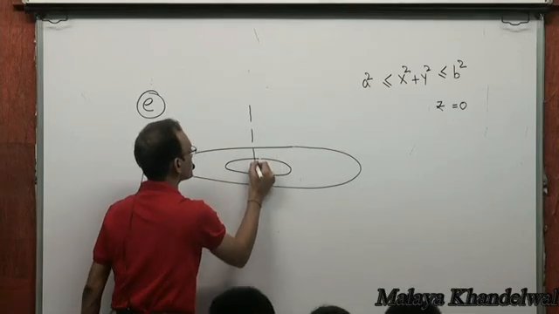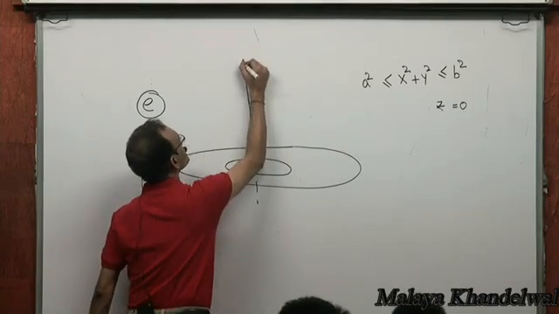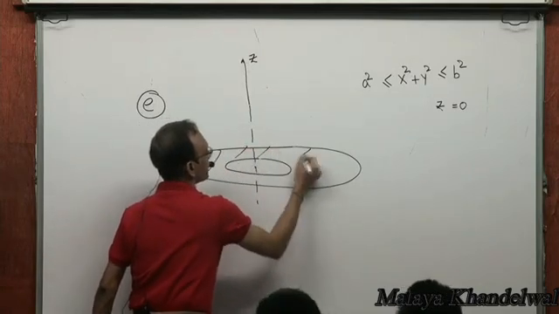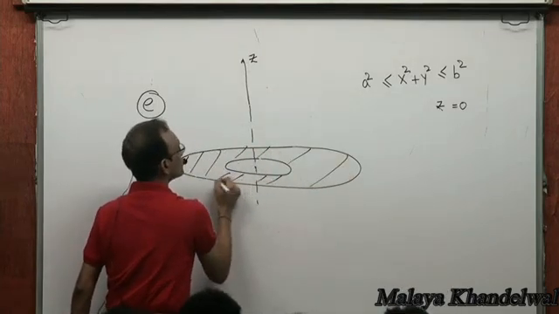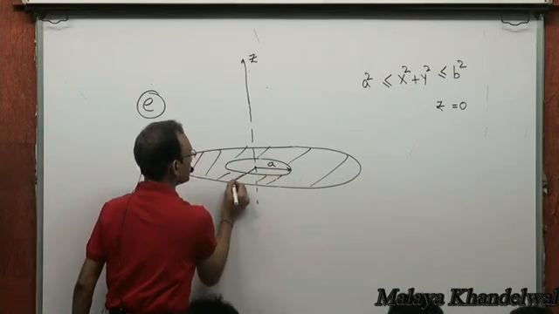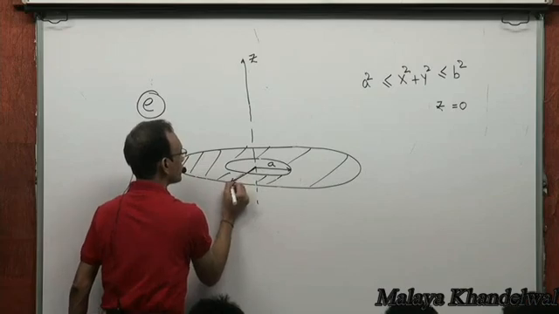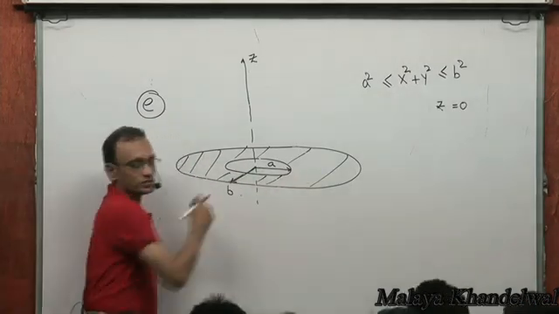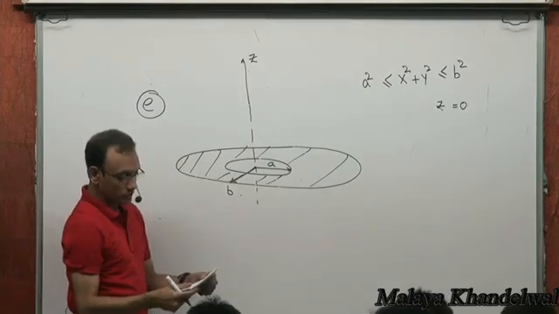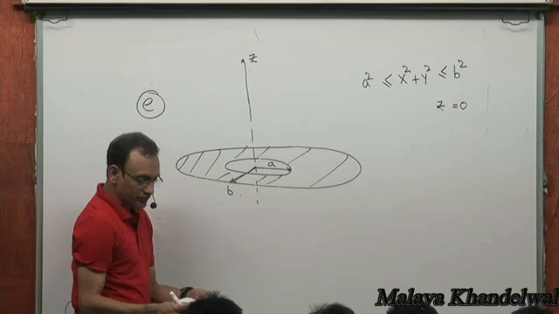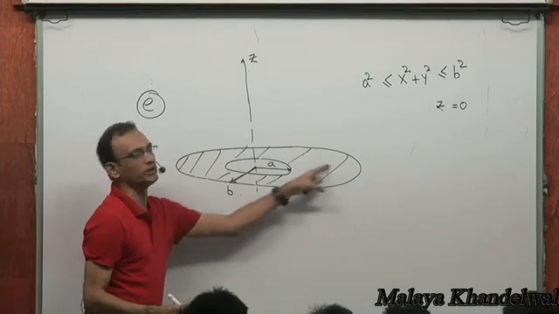This is the z direction. This is the z axis. And this region is given by this annulus, the region between these two circles of radius A and B. This is the region. And in this region, there is a total amount of charge, capital Q, uniformly distributed.